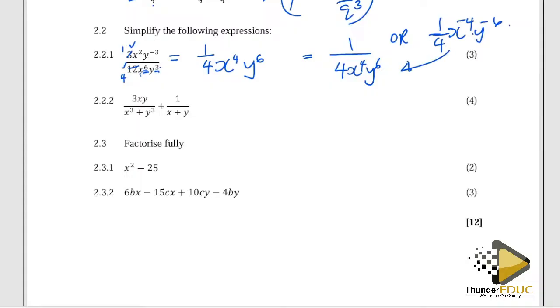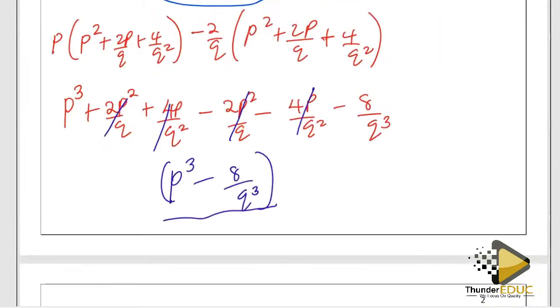All right, then 2.2.2, I'll jot it this side. We have a 3xy.